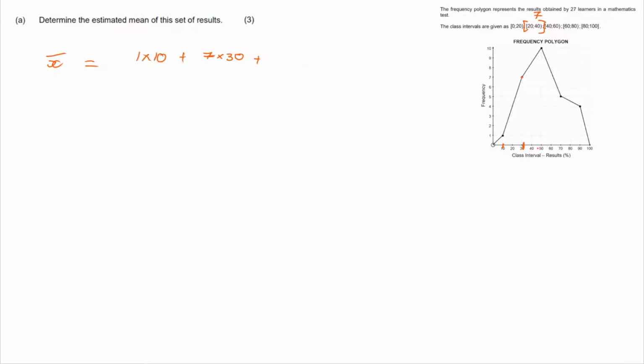Then if we look at 50, 10 students got 50%, for our estimate. But again, remember that means between here, 10 students got that mark. Plus 5 times 70, plus, and then this last one is 4 times 90. And we have to divide this over the total number of students, that 27.